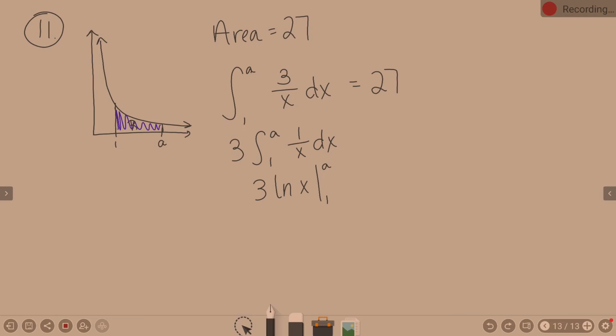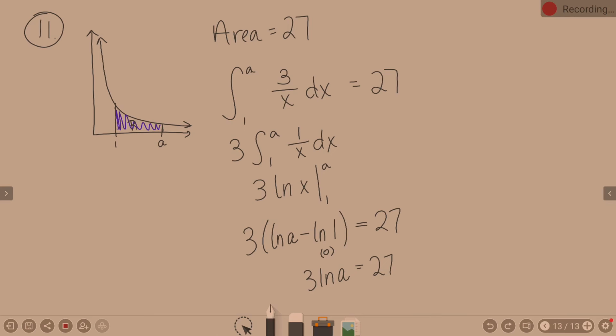So, you guys okay if I put the 3 out front and then I say natural log of a minus natural log of 1? What does that equal? That expression equals 27. What should you know about the natural log of 1? It is 0. So then I have 3 times the natural log of a equals 27.